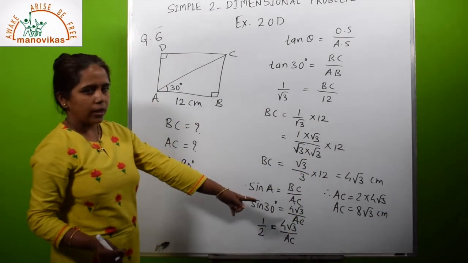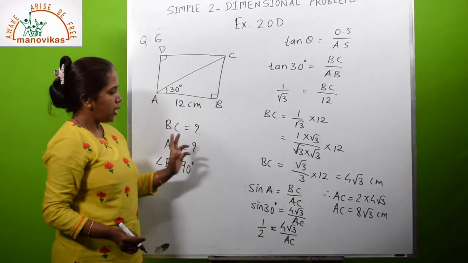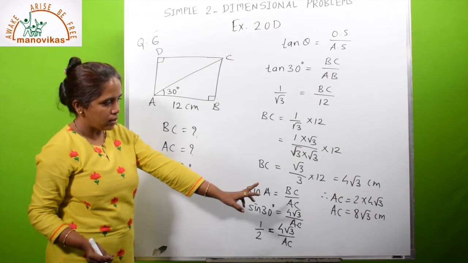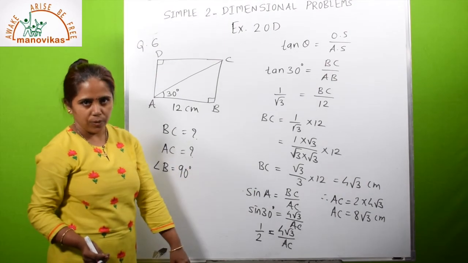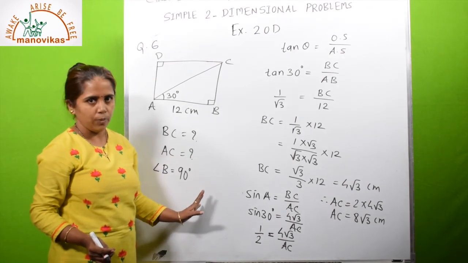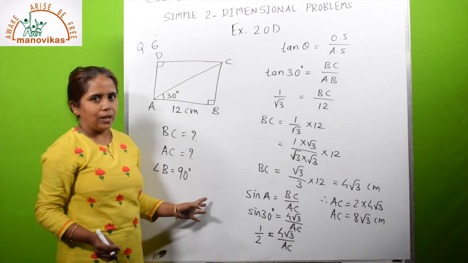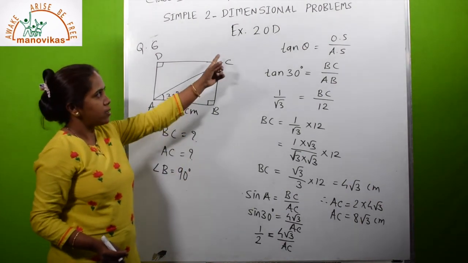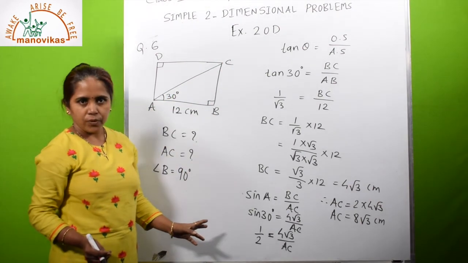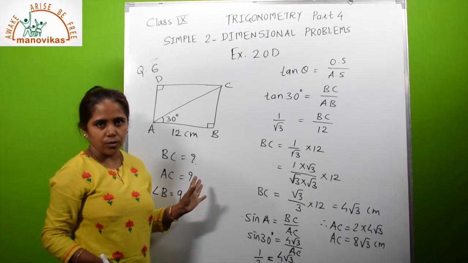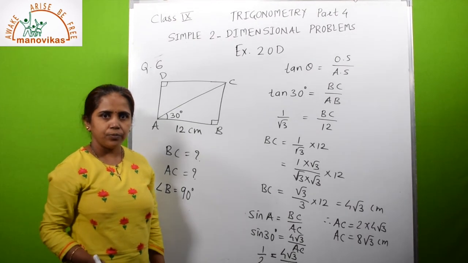So this is the second part of this question. Here we got BC as 4 root 3 centimeter and AC as 8 root 3 centimeter. You can keep the value in the root 3 form as it is, no problem, or you can substitute the value. This is question number 6 from exercise 20D. Okay, this is all about the two-dimensional problems related to the trigonometry topic. Thank you.